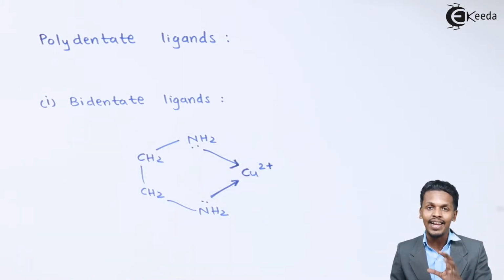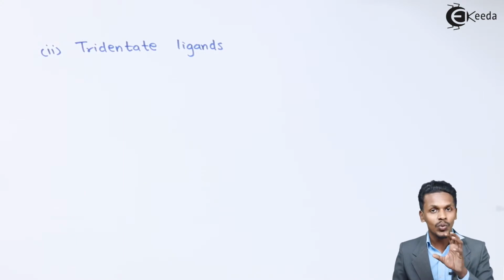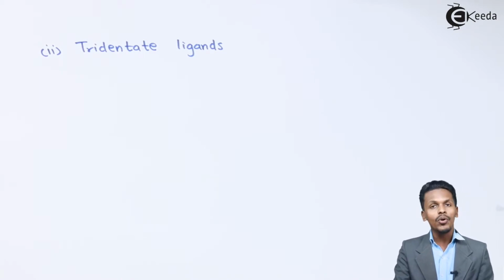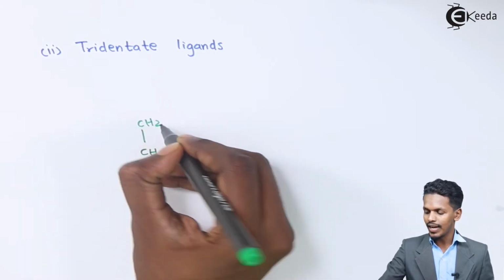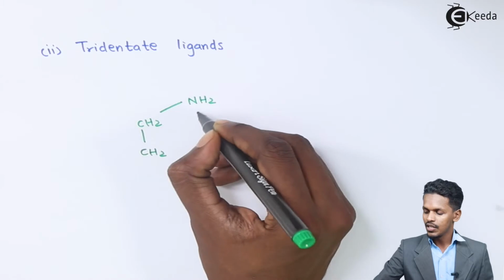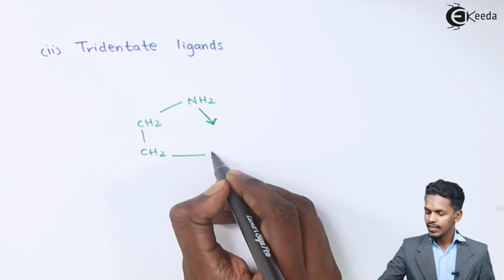Now let me give you an example related to the tridentate ligand. Talking about the next one, the tridentate ligand, as the name suggests, there will be three points of attachment towards the central metal atom, and in that case there will be three donor atoms, and that's the reason they are known as tridentate ligands. For example, suppose I'm talking about triethylene diamine, and let me give you the structure of it so that you can understand it in a better way. Suppose CH2, here CH2 and this is NH2. Here we can find there will be points of attachment. Talking about the next one, suppose this one.